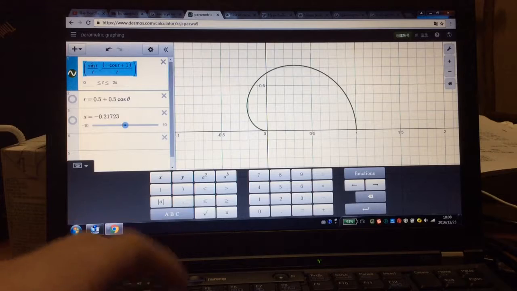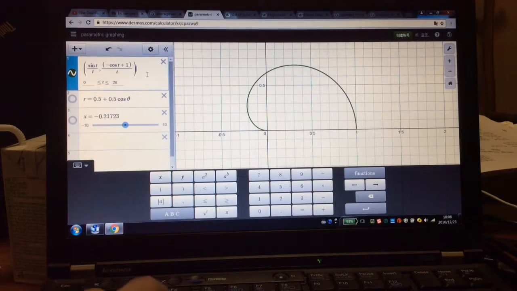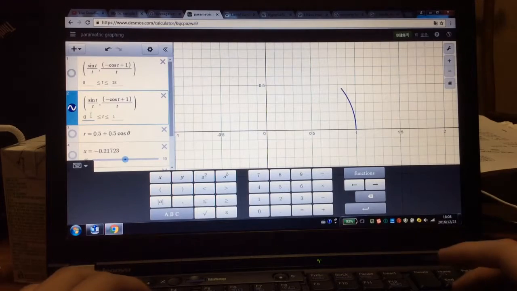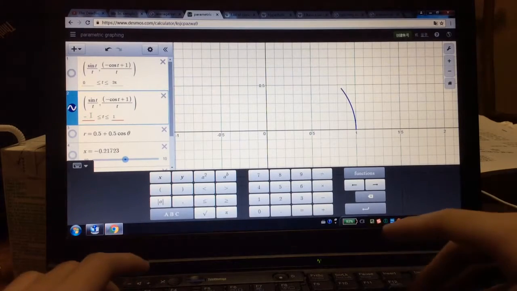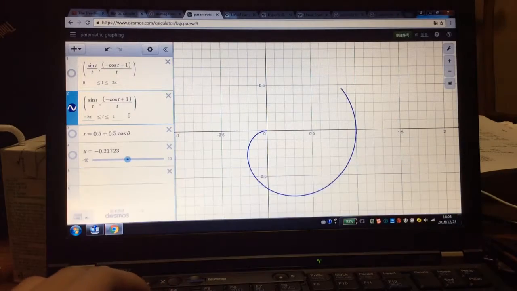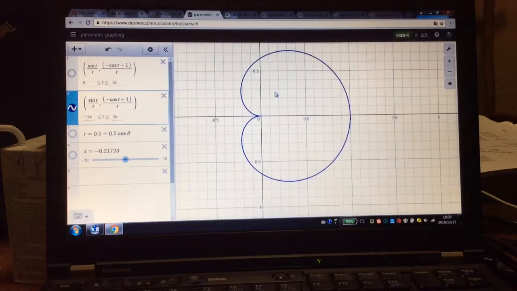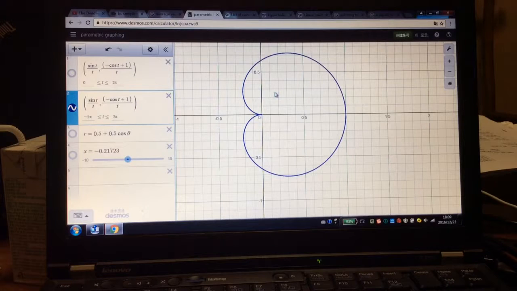Now let's make a copy of this curve. And let's first try t between negative 2 pi and pi. Wow. A heart-shaped graph formed, and this really reminds me of the graph cardioid.